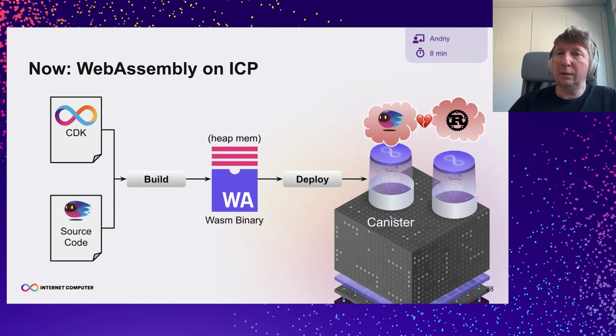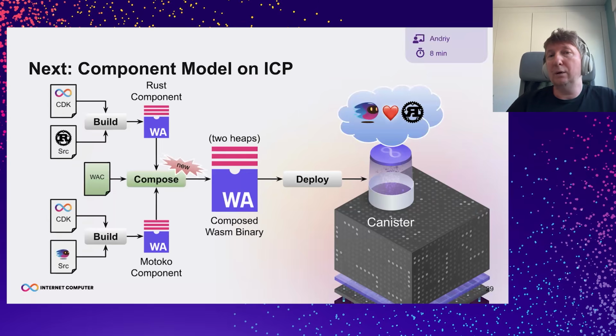On the next slide, please, let's see how the component model dev process will look like. First, we build two separate WASM components, for example, one in Rust and another in Motoko. The individual build steps don't change at all. We use the exact same tools and dev environments as we do today. Next, a new compose step combines these two components into a single WASM binary, which we deploy on the ICP.